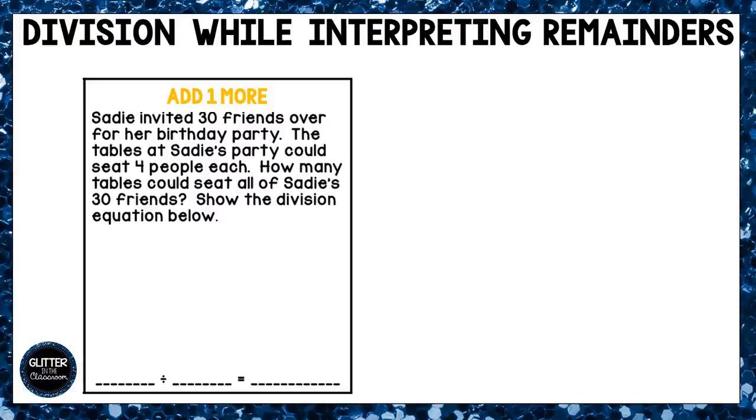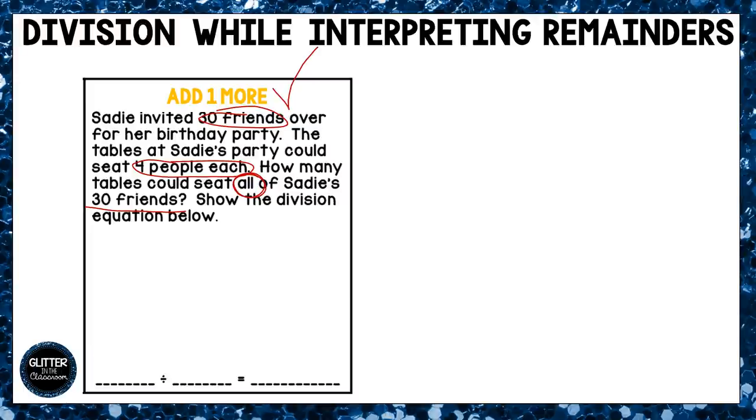Okay, let's talk about dividing where we have to add one more. Sadie invited her 30 friends over for her birthday party. The tables at Sadie's party could seat 4 people each. How many tables could seat all, that's important, of Sadie's 30 friends? Show the division equation below.